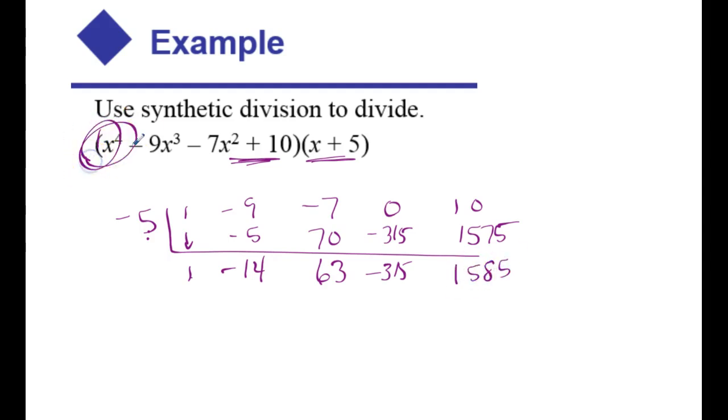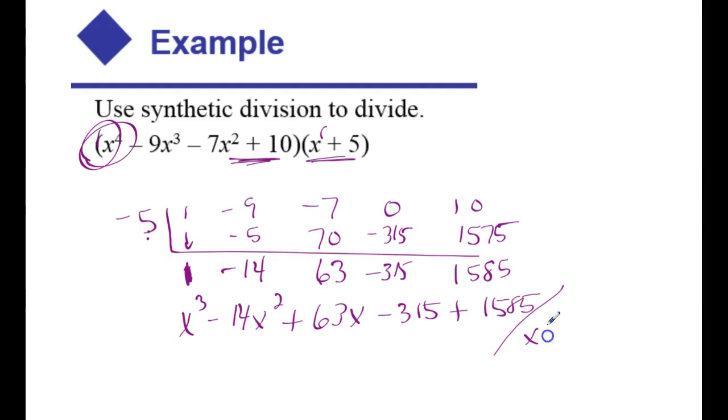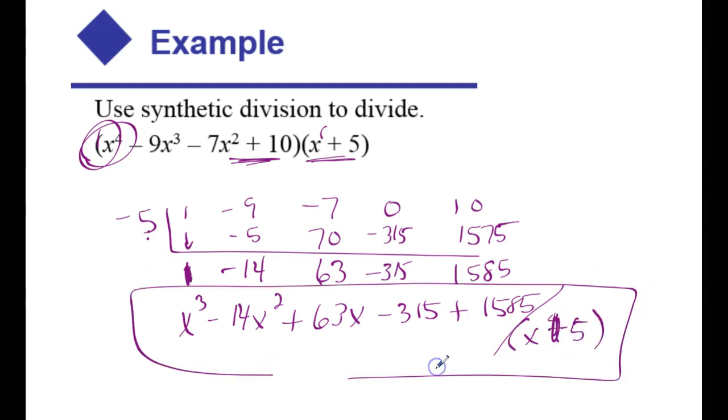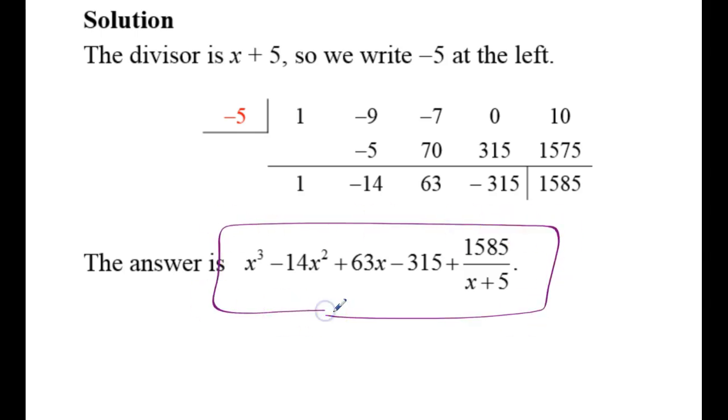I started out with an x to the 4th, so I'll decrease it by 1 because I'm dividing by x to the 1st, and so that means the leading coefficient is an x cubed term. And then I'll just walk down x cubed, x squared, x, this is my constant, and then the 1585 must be the remainder, and I divided through by x plus 5. Final answer, and the author agrees. So remember, we're not dividing through by the root, negative 5, we're really dividing by the factor, x plus 5.